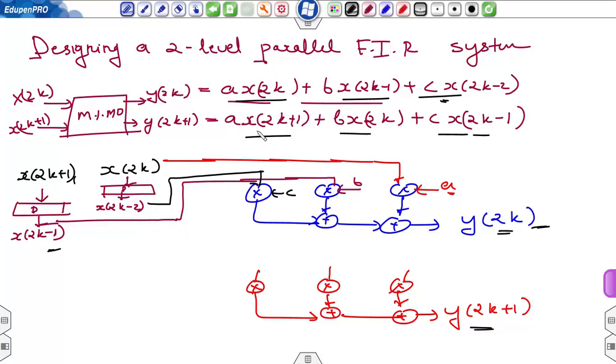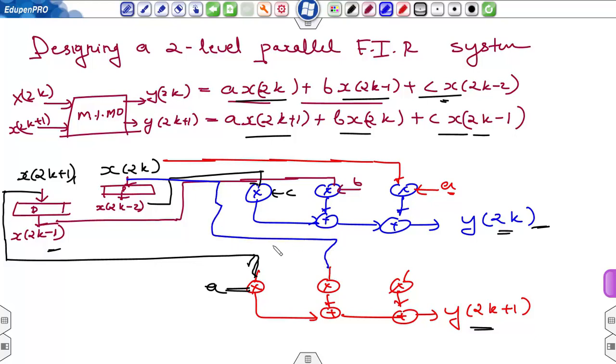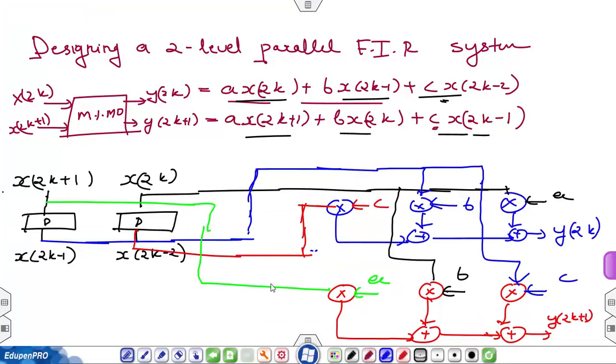Okay, so the first term a of x of 2k plus 1, so this is 2k plus 1, so directly connecting x of 2k plus 1 to this multiplier, and the constant a is given to the second input of this multiplier. The second term is x of 2k, so I have x of 2k at this point, so I can directly connect x of 2k from this point. So this is x of 2k, and the multiplication factor is b, so b can be given to the second input, and at this point I need x of 2k minus 1, so I have x of 2k minus 1 at this point, so I can connect this directly, and the second input will be that is c. Okay, so I have drawn it in a more proper way.